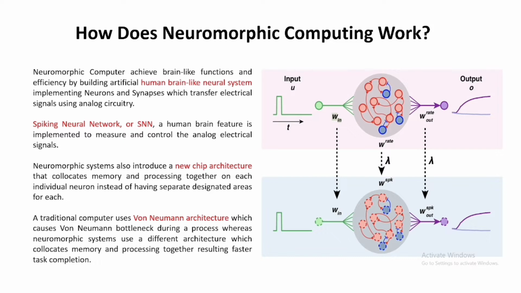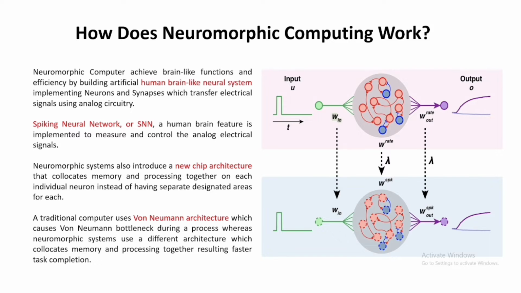We all know the human brain is interconnected. It receives signals in the form of neurons, and similarly in neuromorphic computing, there are neurons and synapses, meaning there are connections which allow electrical signals to be passed using analog circuitry. As a result, the working of neuromorphic computing is very fast, and it is human brain-like.